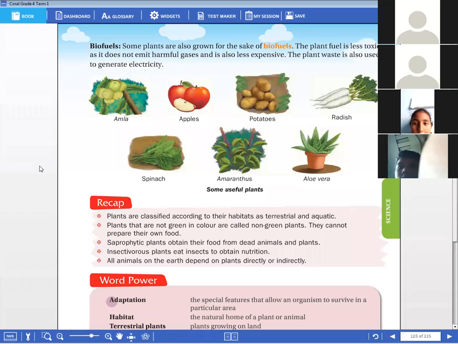Here, children, the main sources of fuel nowadays are gas, the gas which our mamas use for cooking. It is one of the fuels, and petrol, diesel, these are also kinds of fuels. And coal is also a kind of fuel. But these are all expensive, children. Expensive means the price of it is a little bit more when compared to this fuel.